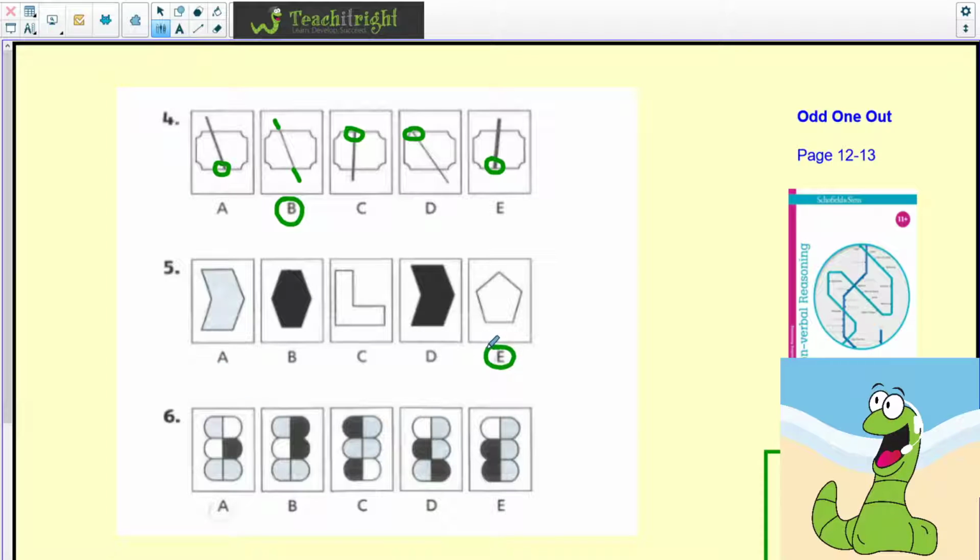Question 5, we've got E. And why is it E? Because the other 4 are actually 6-sided shapes. Now I always think with these it's certainly worth, certainly on an arrow like this, actually putting a line on there. So you've got 3, 4, 5, 6, just so you don't count that edge again.